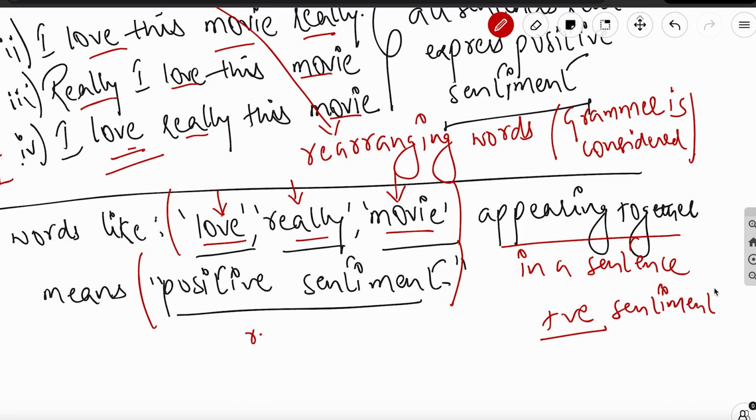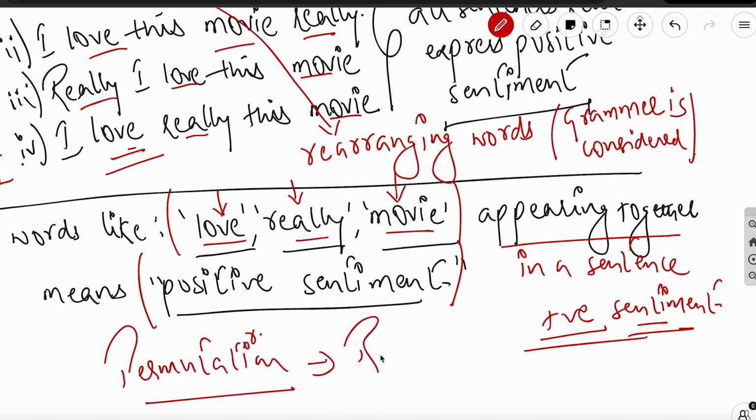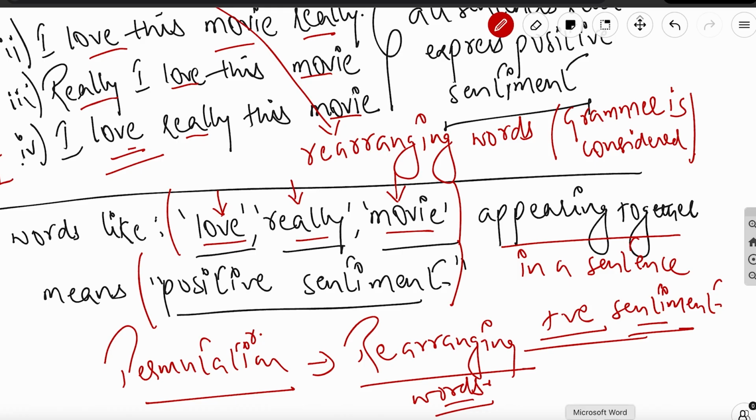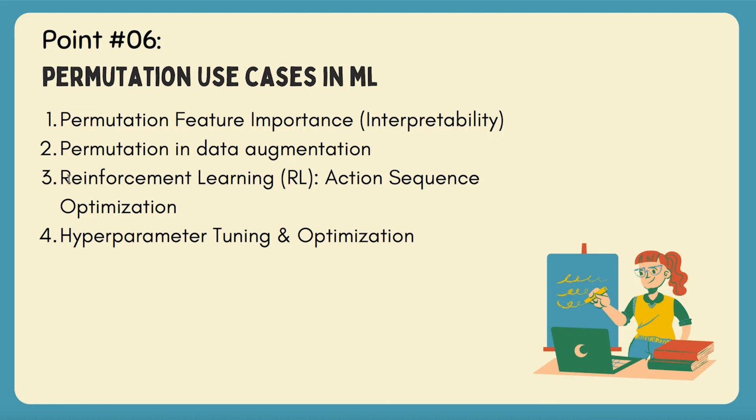So this is another application of permutation. Why? Because we are rearranging the words in a sentence. Rearranging words, that's what we are doing to create new data set, okay. So that's another application of permutation. Now let's see a third application of permutation in machine learning, which is reinforcement learning.